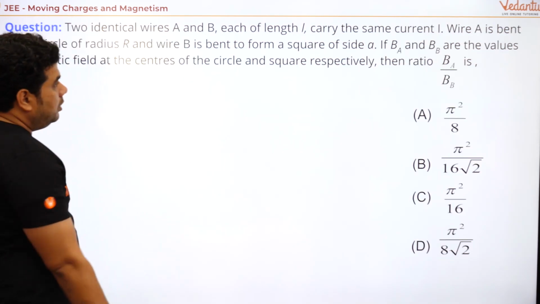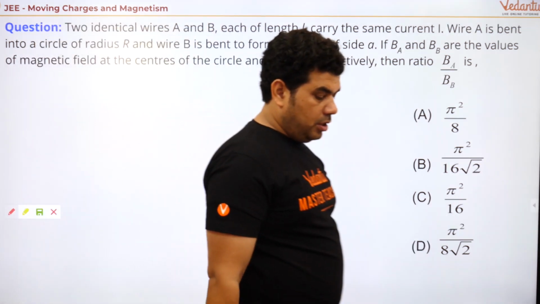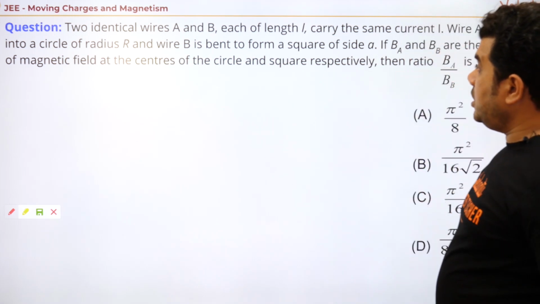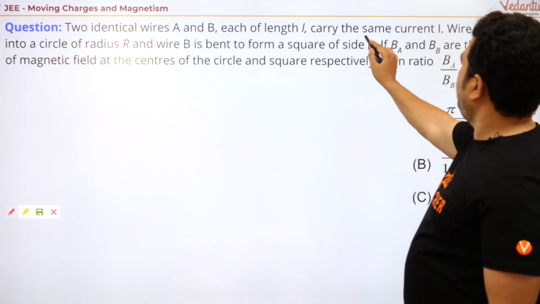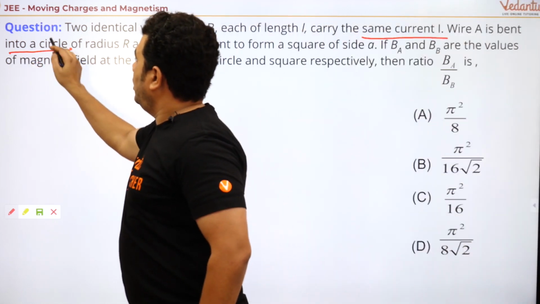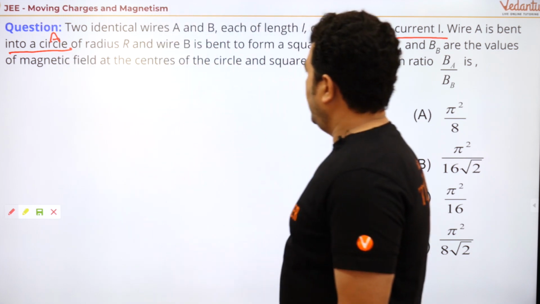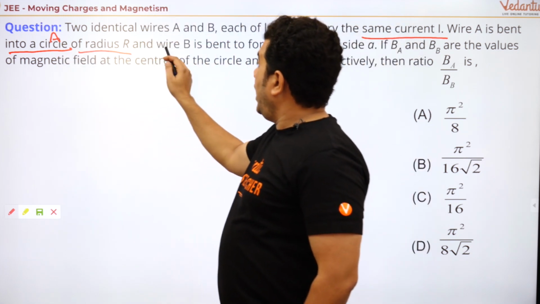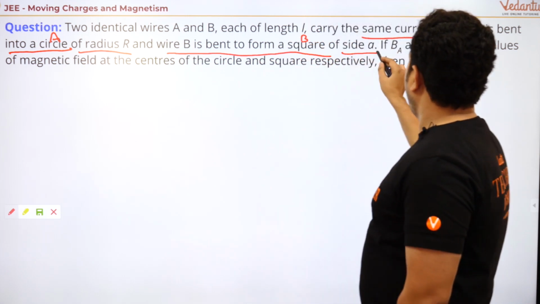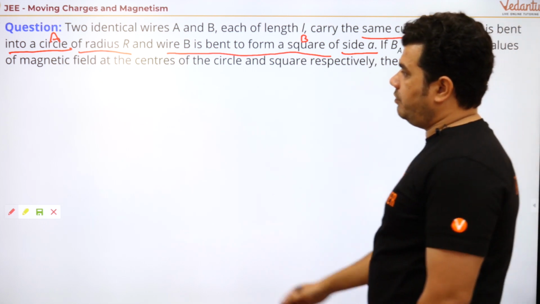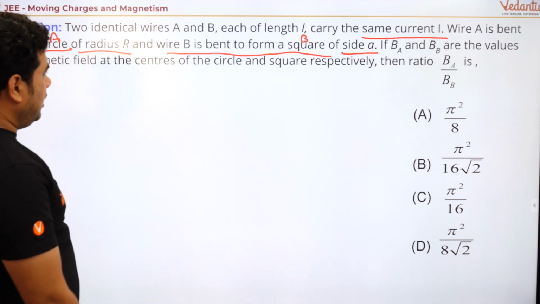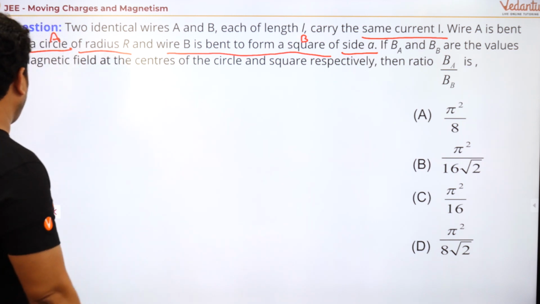also a conceptual one. You have to calculate: two identical wires A and B, each of length L, carry the same current I. Wire A is bent into a circle of radius R, and wire B is bent into the form of a square of side A. Find the values of the magnetic field at the center. So I think for the circle you don't have any issue, A is the circle.